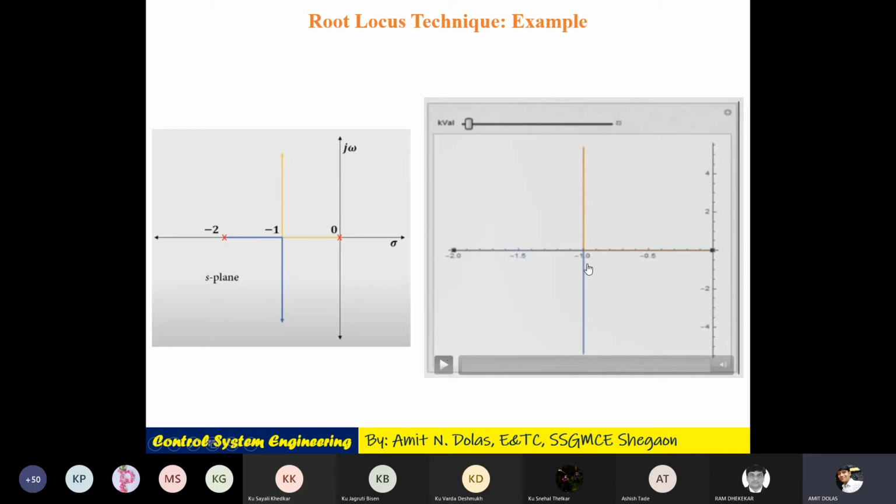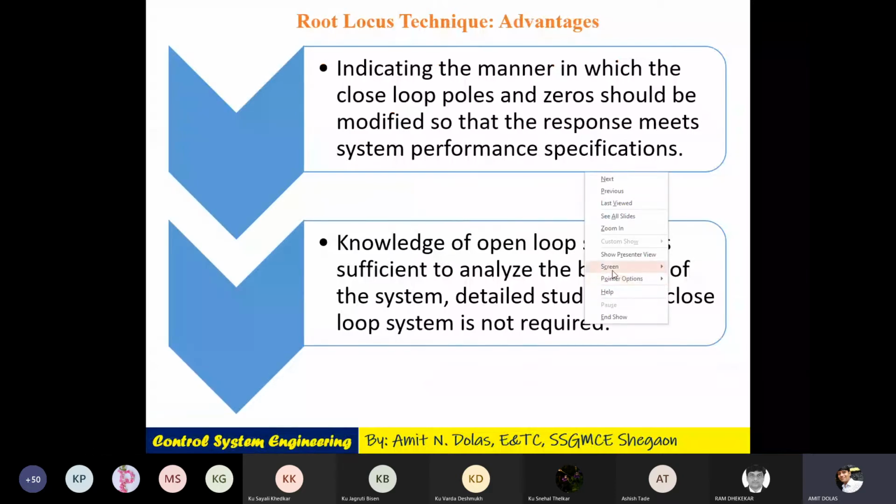So your open loop gain is varied. In the RH criterion you cannot get this location, but in root locus you can locate the pole if the system parameter varies. Moving to the next PPT, I hope you understood.